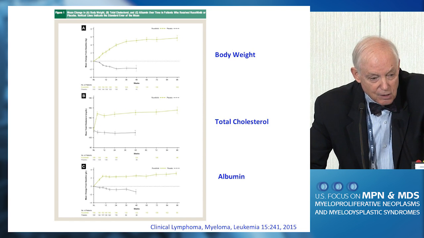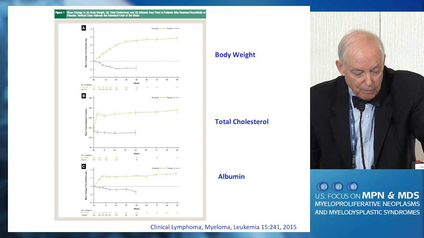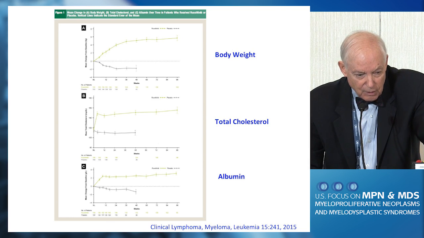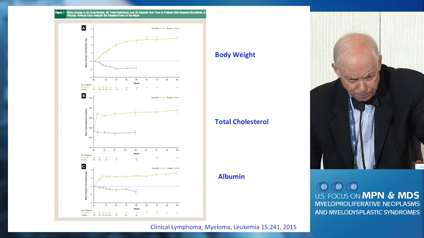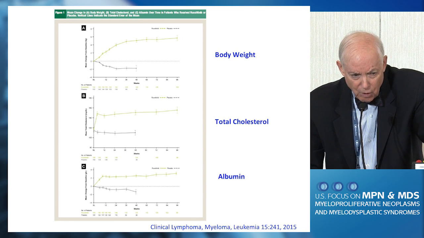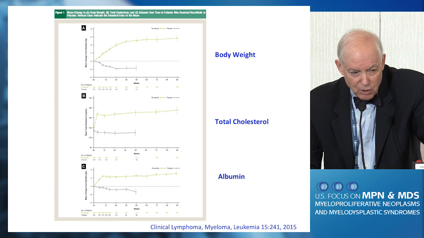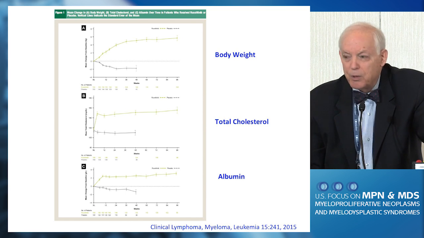Now, this is hard to see, but this is a slide showing, again, people taking ruxolitinib. Duration in time is here in the x-axis, and you can see in the controls, no weight goes up, but in the patients who are on ruxolitinib, body weight goes up, cholesterol goes up, the albumin level goes up.